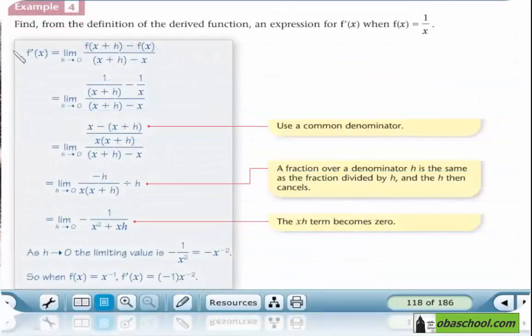And for reciprocals, knowing that 1 over x is the same as x to the power minus 1, because 1 over x to the power 1 is the same as x to the power minus 1, then the derived form is going to be f prime of x, that is the same as minus 1 multiplied by x to the power minus 2. And this is the definition that we are working with.